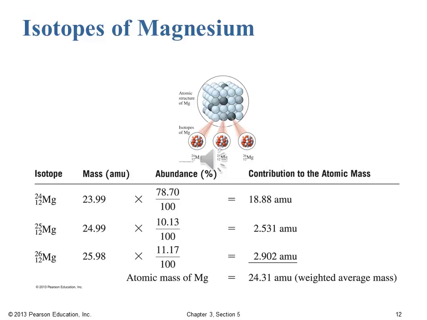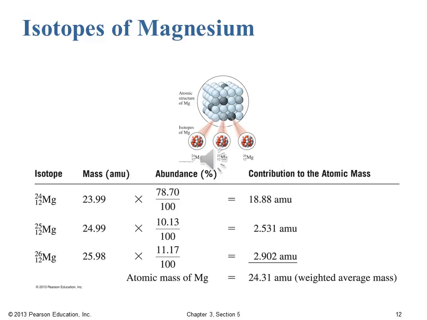When we do the same thing with the magnesium-25 isotope, its atomic mass is 24.99, multiplied by its percent abundance, 10.13%, divided by 100 to make it a decimal. That contributes 2.531 atomic mass units toward the average atomic mass of magnesium. And finally, the heaviest isotope of magnesium, magnesium-26, has a mass of 25.98 atomic mass units. When we multiply that by its natural abundance, 11.17 divided by 100 to make it a decimal, we get an additional 2.902 atomic mass unit contribution.